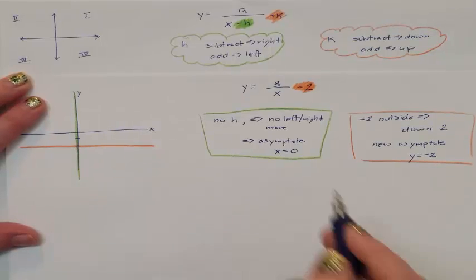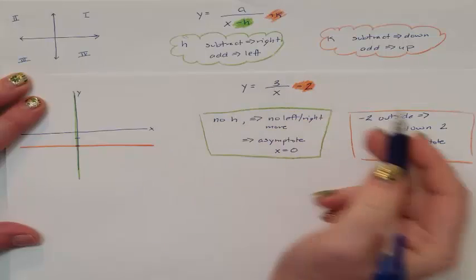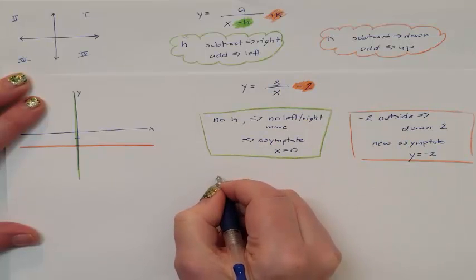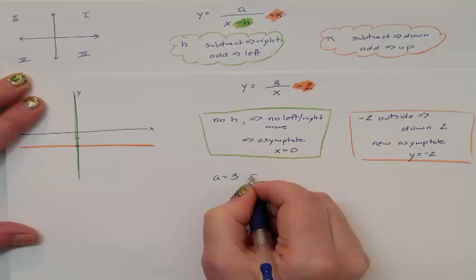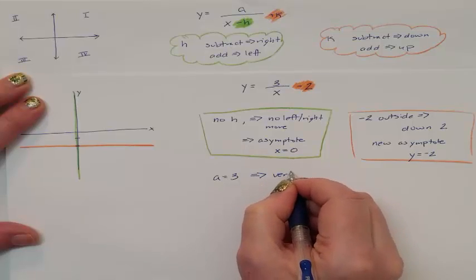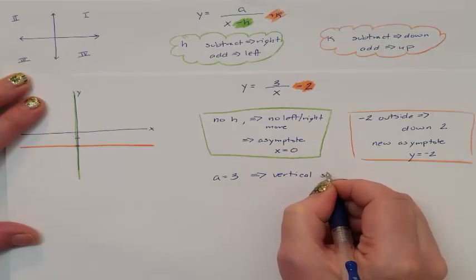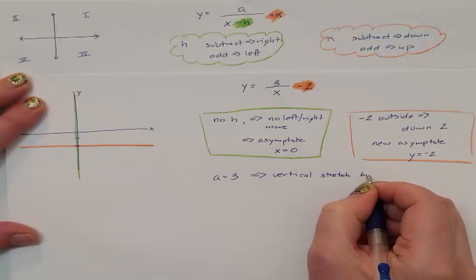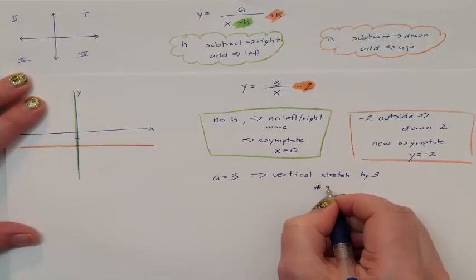So the last thing that we need to look at is the a. The a is just a 3, which means that since it's bigger than 1, I am going to have a vertical stretch by 3. And what that means, it's a stretch, you're just going to stretch away.